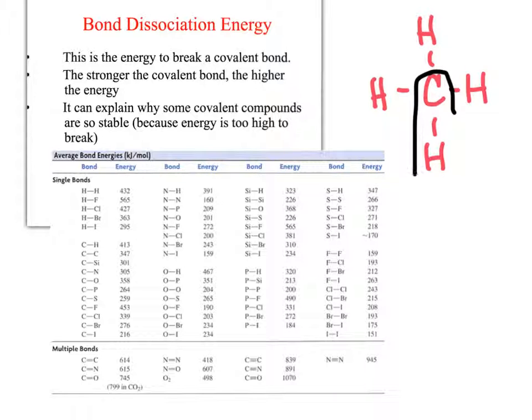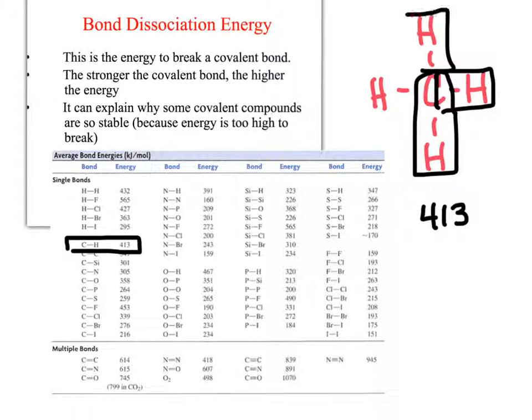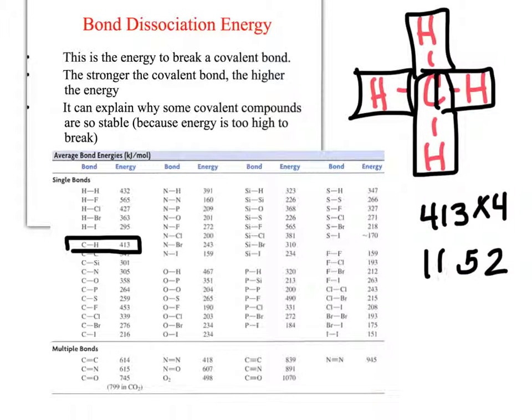Well, we could look up how much energy it would take in kilojoules per mole to break 1 carbon-hydrogen bond. And here we see it's 413 kilojoules. Since this compound has 4 of those, it would technically take 413 times 4, or 1,652 kilojoules per mole of this compound to break it down completely, because you would have to break every one of these 4 separate bonds.